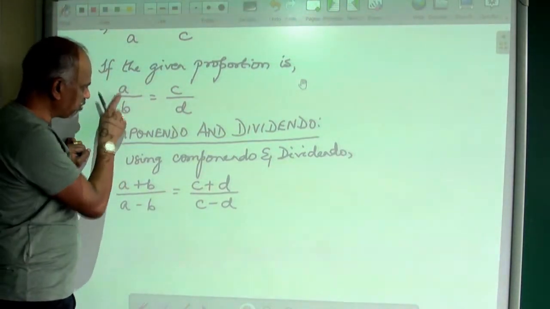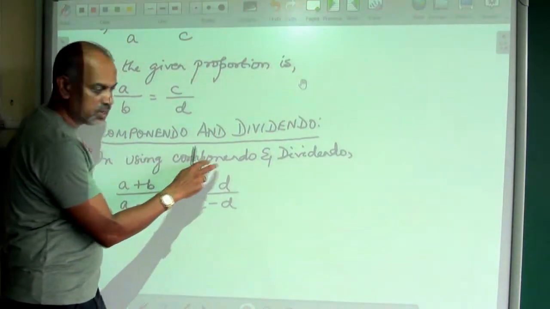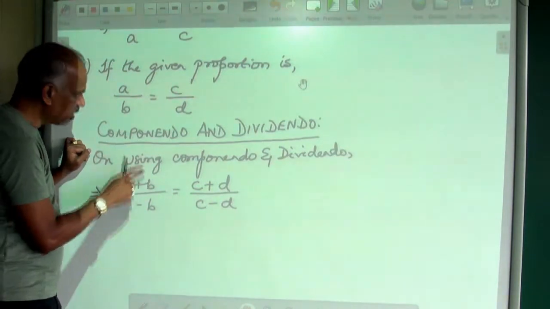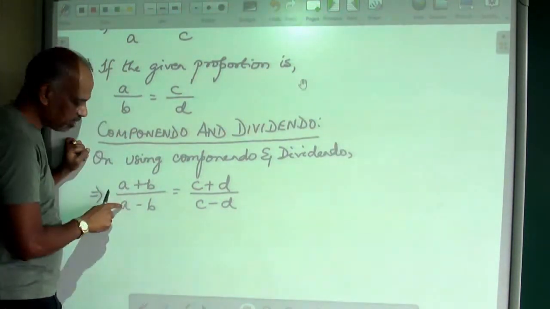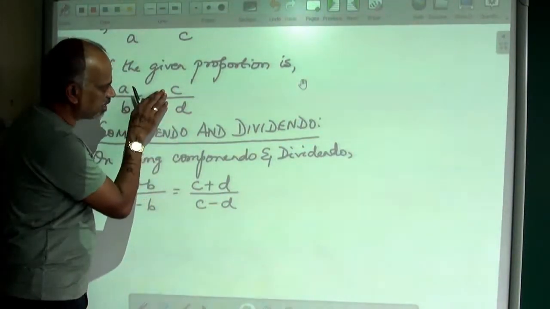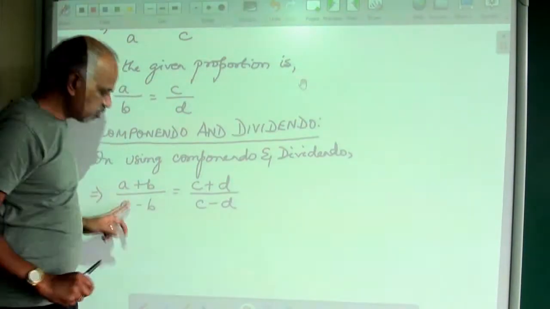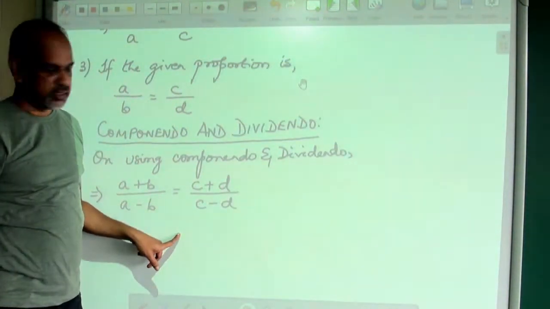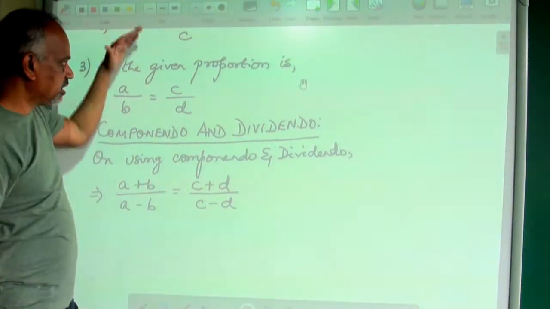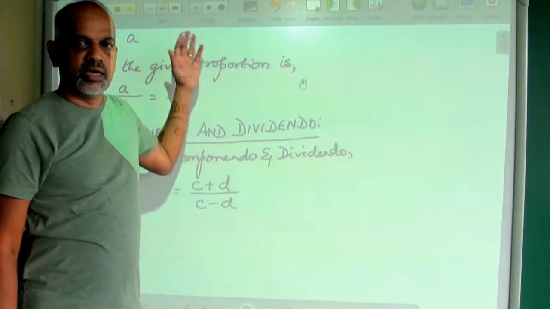So actually it was A by B is equal to C by D. By using this property of componendo and dividendo, this becomes A plus B divided by A minus B is equal to C plus D divided by C minus D. And on this, if you use componendo or dividendo again, you will get back whatever it was before. So these are the three main properties that you are going to see in proportion.